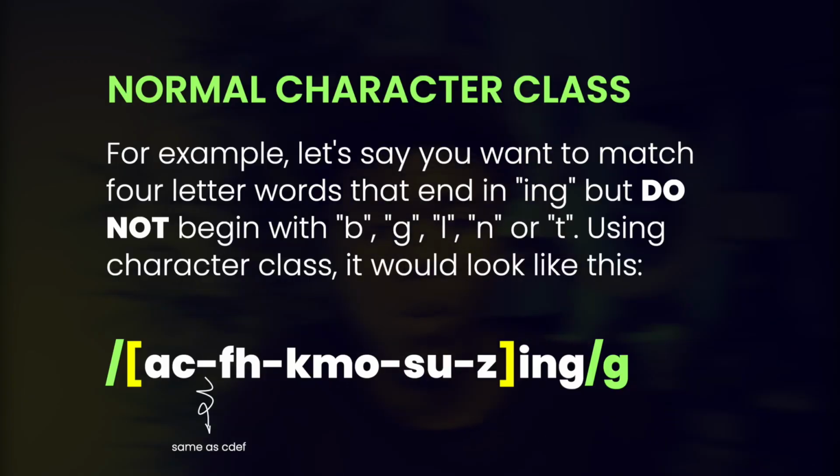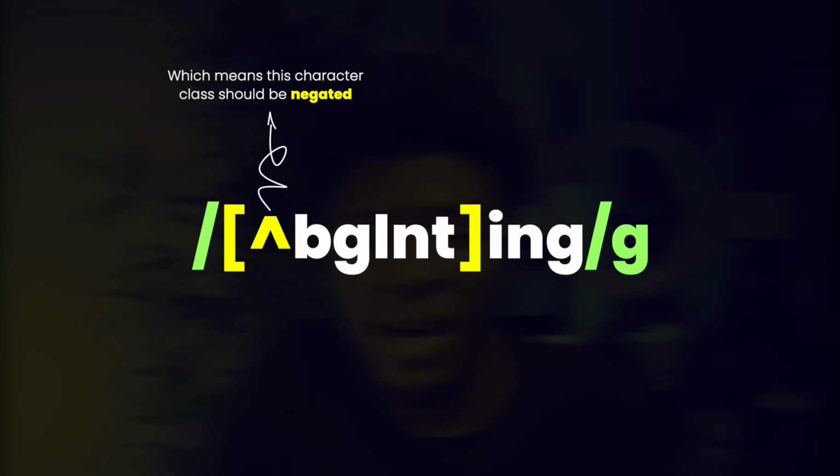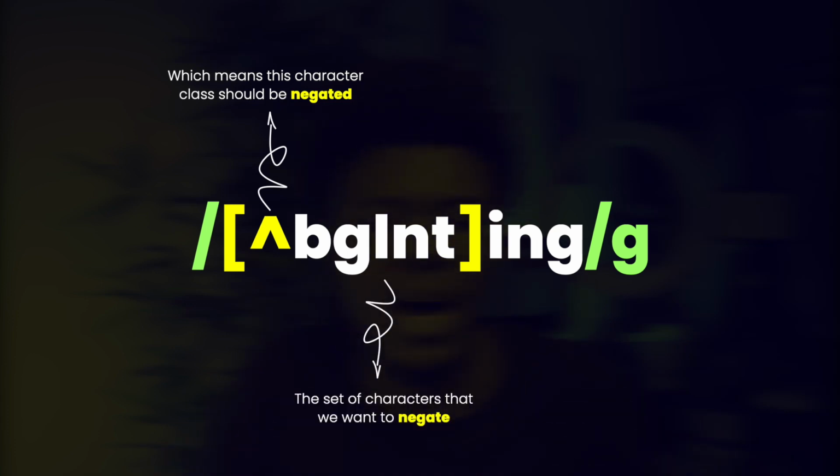So in our case here, we want to match 4-letter words that end in ing but do not begin with B, G, L, N, or T. So what we can do is this. We have the open square bracket. We want to create a character class, but before we type any characters in this character class, we would have a caret. A caret at the beginning of a character class means negate. So this character class will now become a negated character class. And now we can have the set of characters that we do not want. We can have the set of characters that we want to negate. So we can have B, G, L, N, and T. Then we close the square bracket followed by ing.